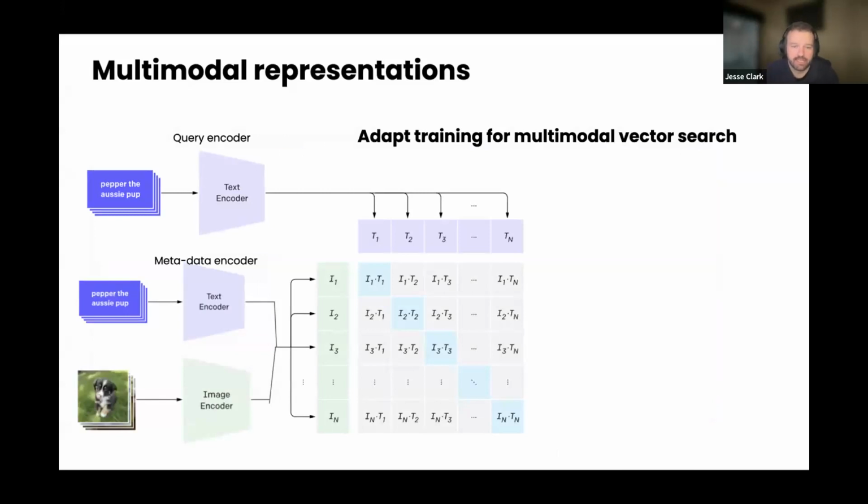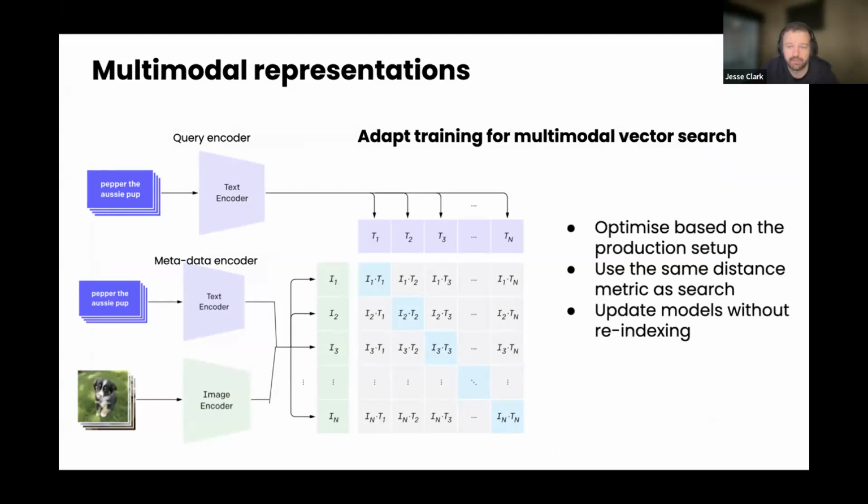And so we can adapt, and like I said, with that initial representation learning that I showed, where you've got the text and image from the original CLIP, we can actually adapt our training for multimodal vector search. So if we're doing an asymmetric querying pattern where we've just got text, for example, but we've got these multimodal representations, we can adapt our CLIP training to actually reflect this and get better performance as well. And we can optimize it based on the production setup, basically. You can use the same distance metrics as you're going to use in search. And you can update, for example, your query models without having to re-index any of your data. So effectively, you can remap your text encoder as time goes on without having to re-index anything. So you can swap out models very quickly.